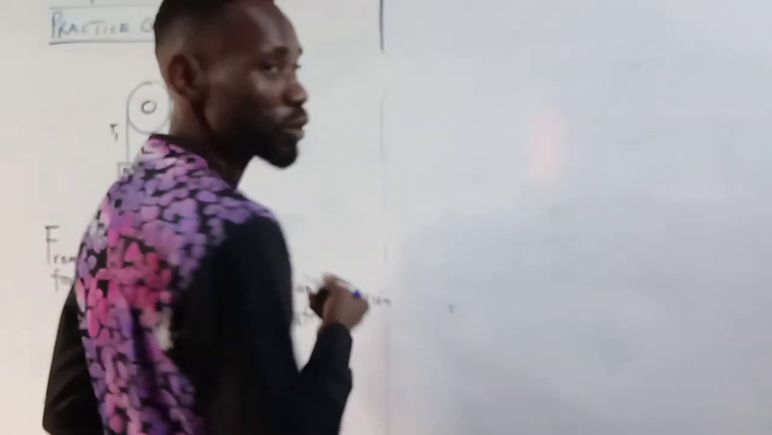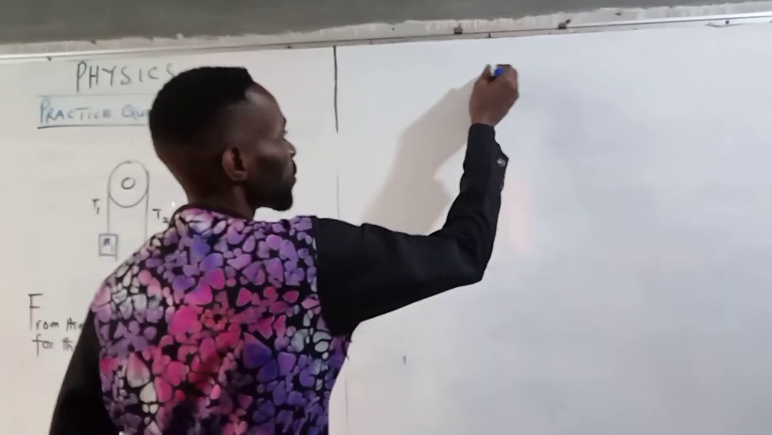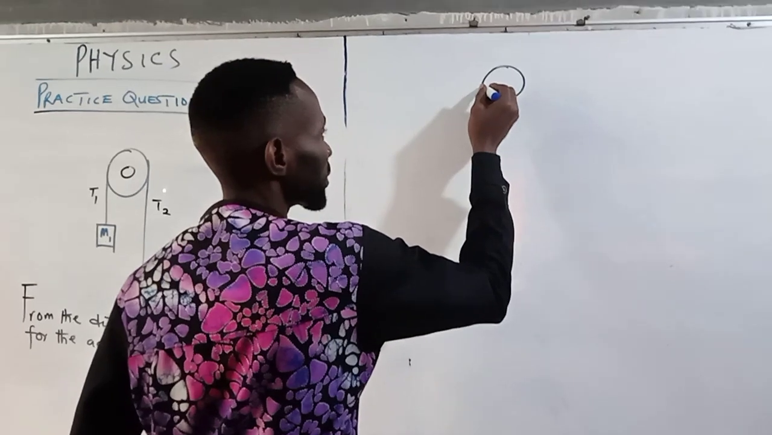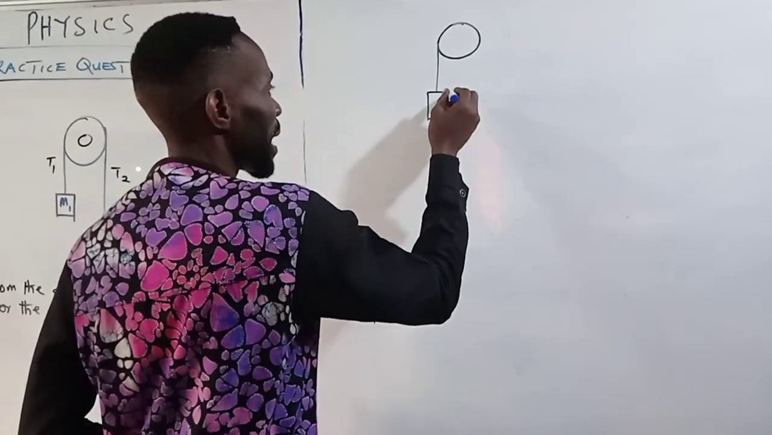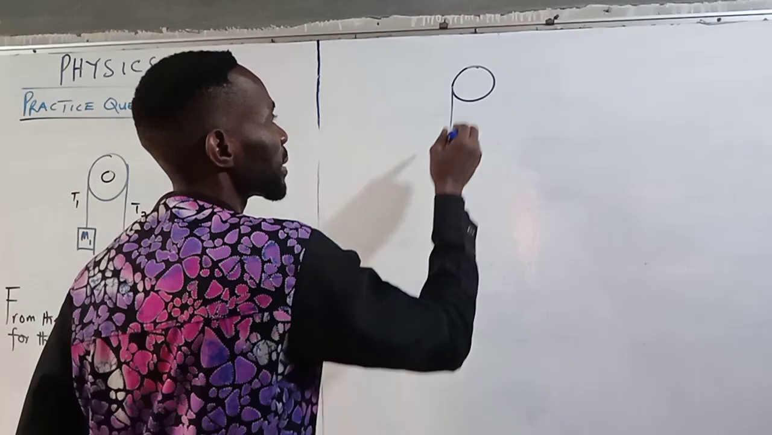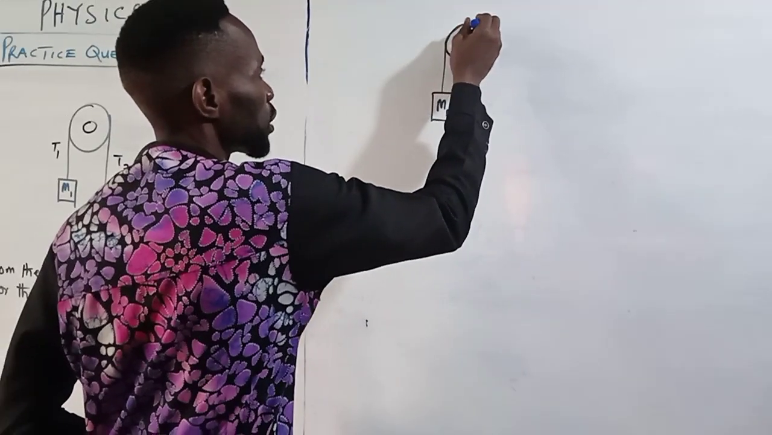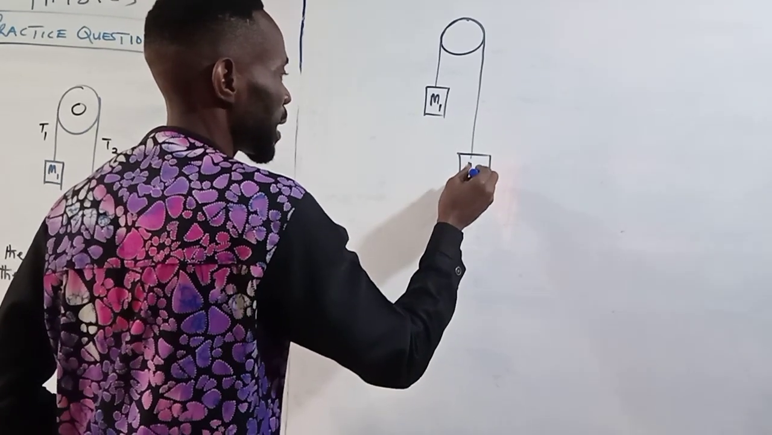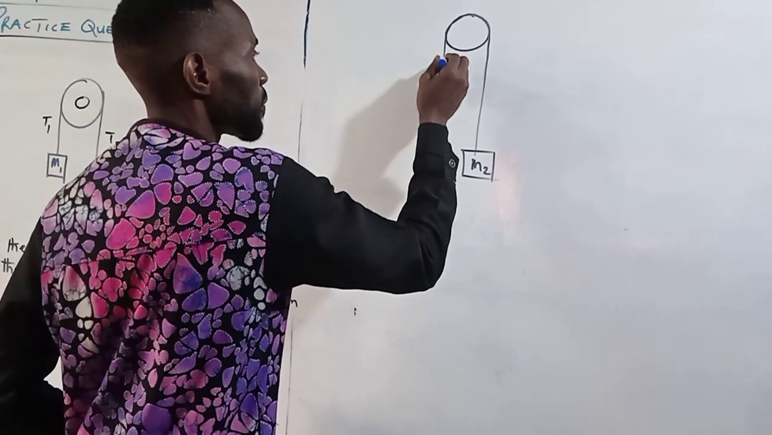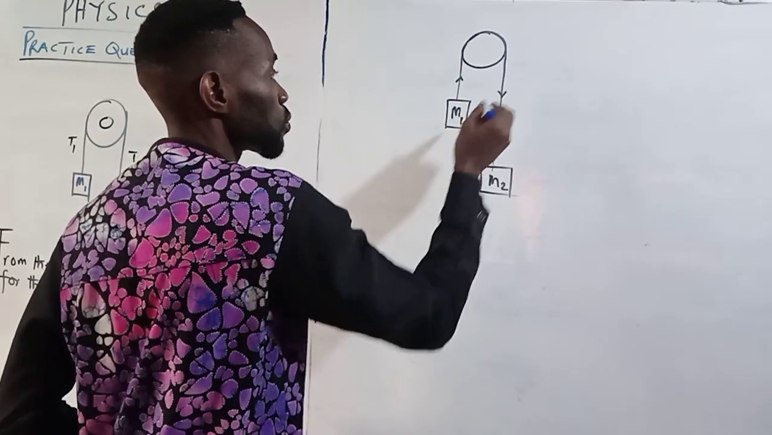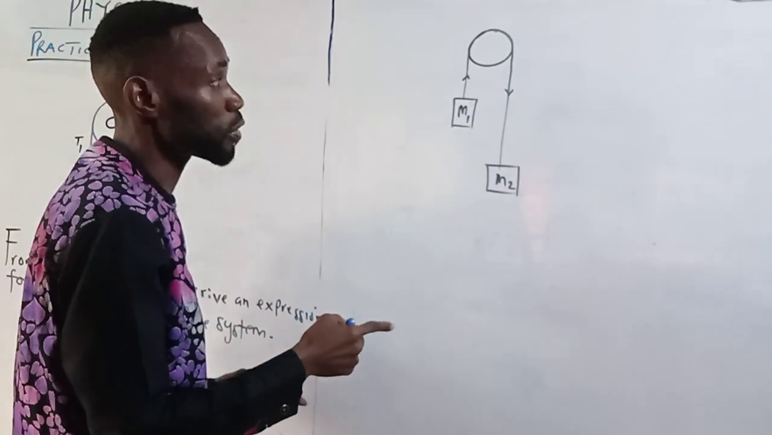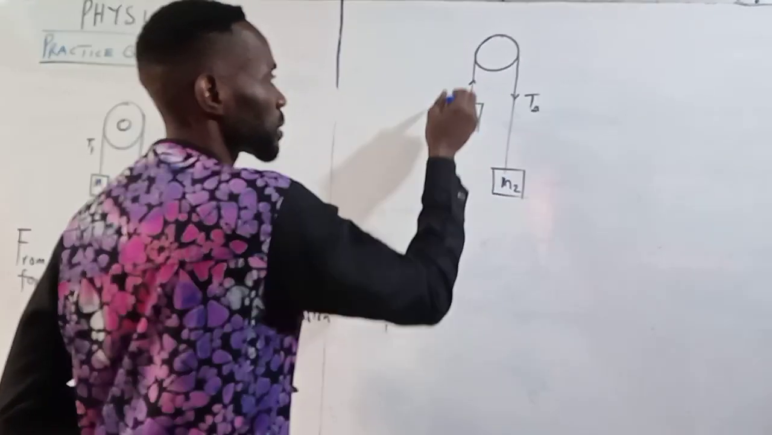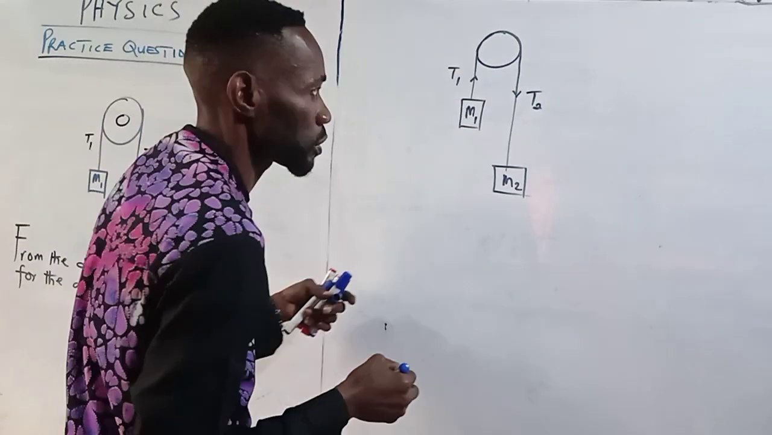To derive an expression for that system, let's first of all bring down the system. This is the system. We have a body of mass tagged M1, attached by a constant string to yet another body of mass, tagged here as M2. If you take a look at this, you don't need a soothsayer to tell you the motion of these bodies. Here we have tension T2 and here we have tension T1.